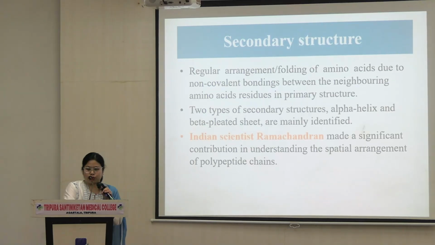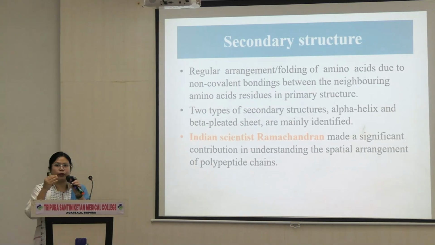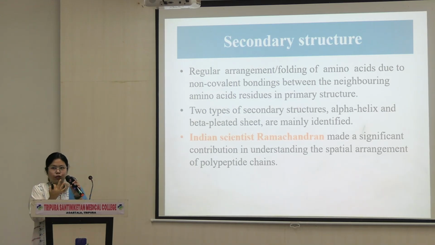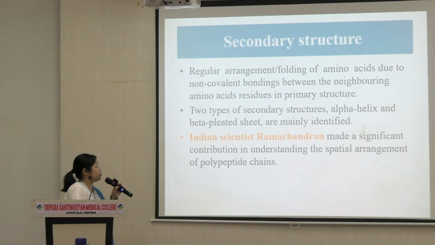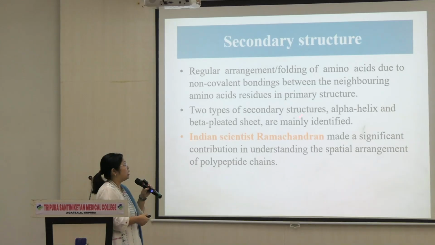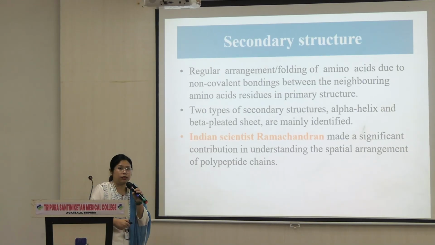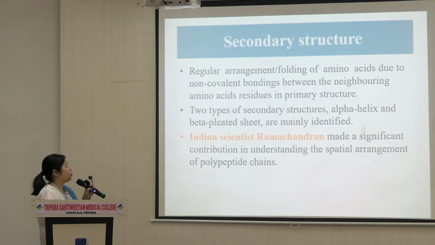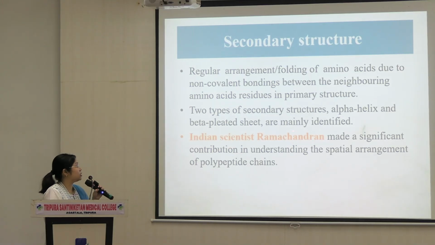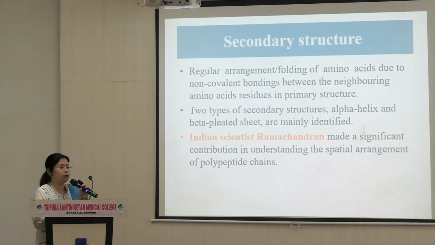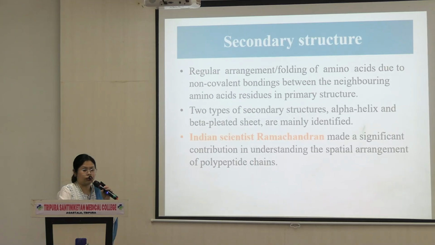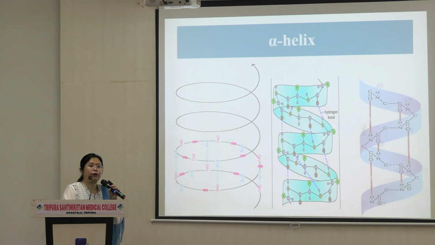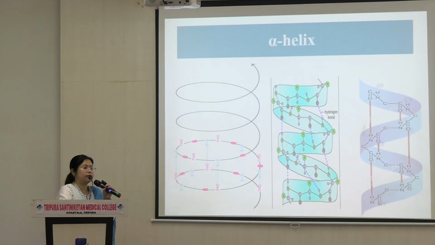Now we come to secondary structure. So when this primary linear chain folds into itself and makes a shape, that is known as the secondary structure. They can be alpha helix and then they can be beta pleated shapes. These two are the most common that we see. There are other shapes as well, but these are the most common and that's what you should know. Indian scientist Ramachandran made a significant contribution to the understanding of this secondary structure as well. This is the alpha helix. This is a type of secondary structure that is seen.